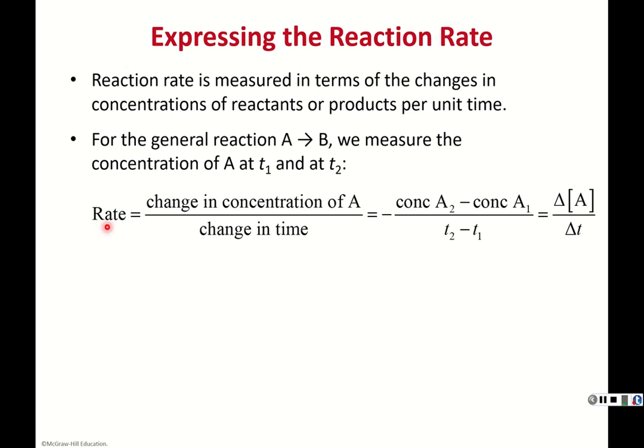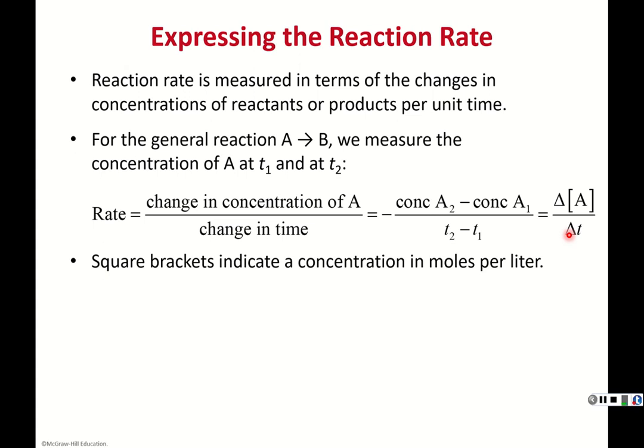So the rate, again, is a change in concentration, in this case of A, over a change in time. Our change in concentration of A would just be A2 minus A1. Remember, a change or delta value is always going to be final minus initial. And the change in time is T2 minus T1. Then we can write that as delta A, the change in concentration of A, over delta T, the change in time.